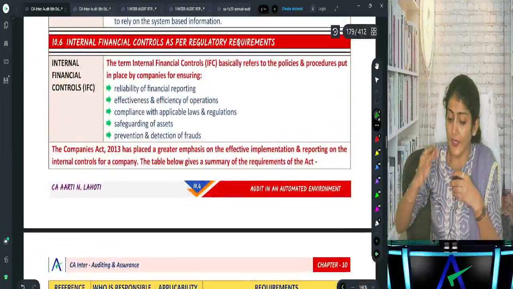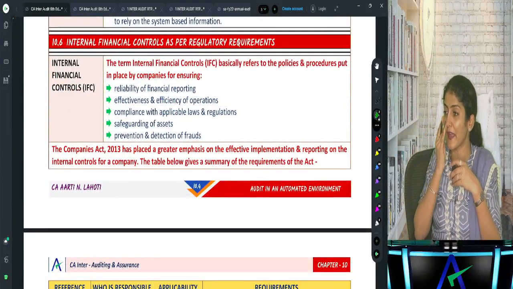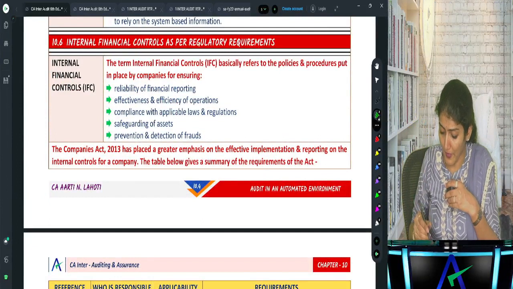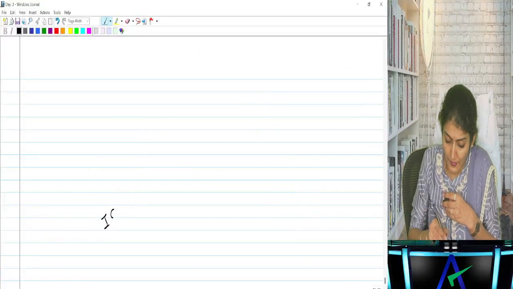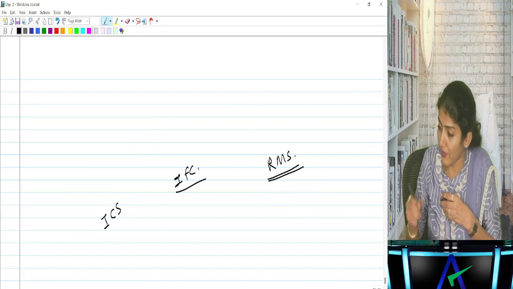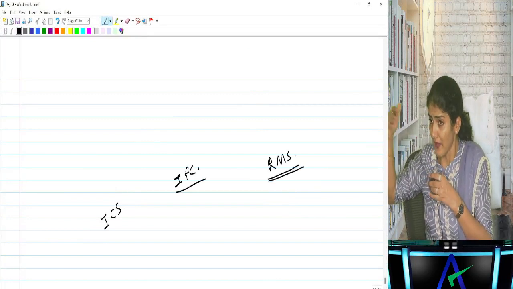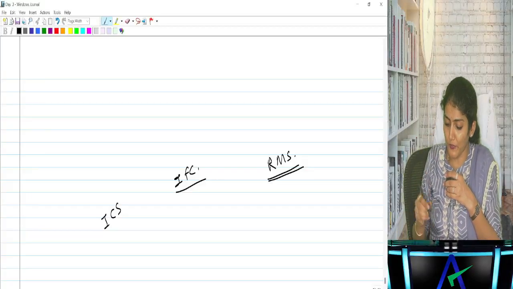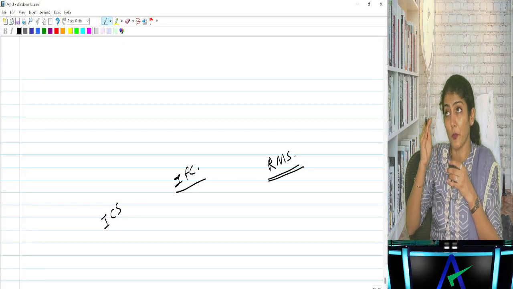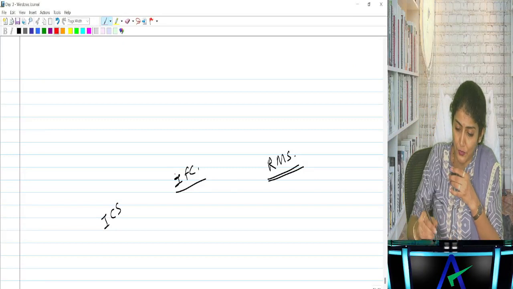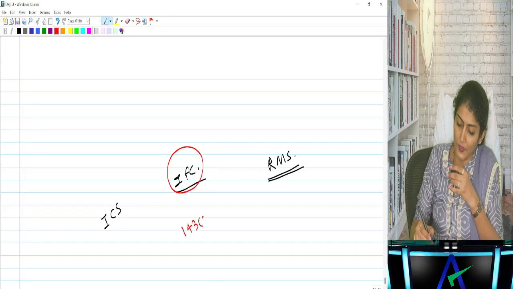Then the internal financial control. Now internal financial control is actually a term from the company law. I told you earlier there was the internal control system, then it changed to internal financial control, and nowadays they talk about the risk management system. The statutory auditor needs to do the reporting on IFC under section 143(3)(i).